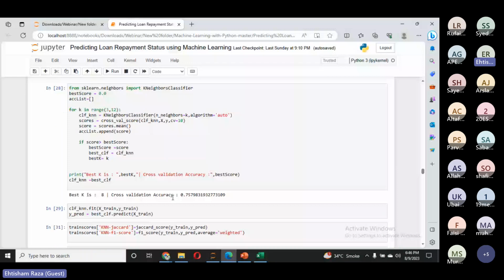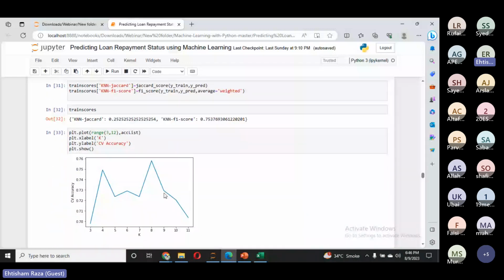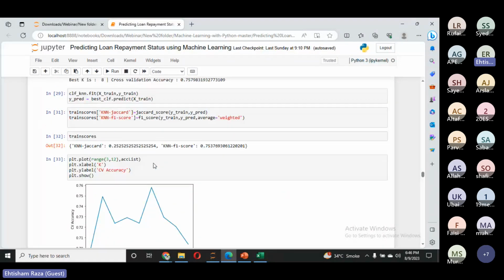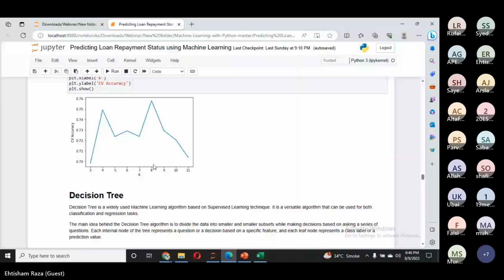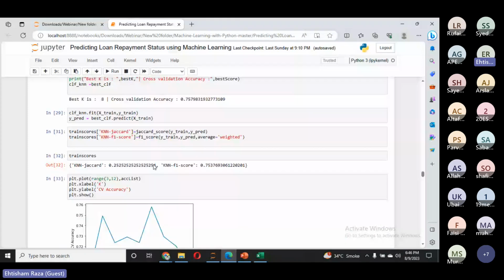If you see this, I trained a KNN from 3 to 11 and looked at my CV accuracy. My accuracy at 8 neighbors is high, so I am going to consider 8 neighbors for both classes. I pick the value of k as 8 and use it in my algorithm. So I simply trained my K nearest neighbor algorithm, and I'm calculating the Jaccard score and the F1 score. The F1 score is good, but the Jaccard score is not very good, which is 25%, and the F1 score is 75%.